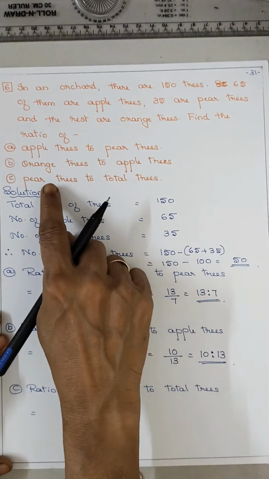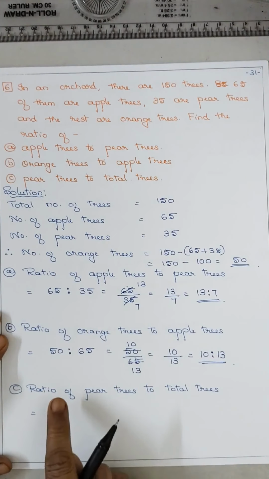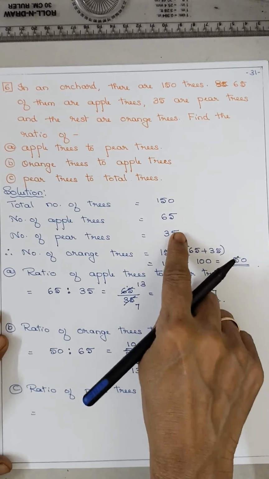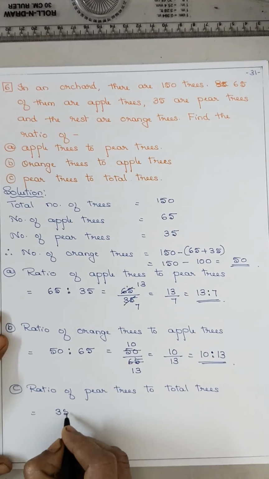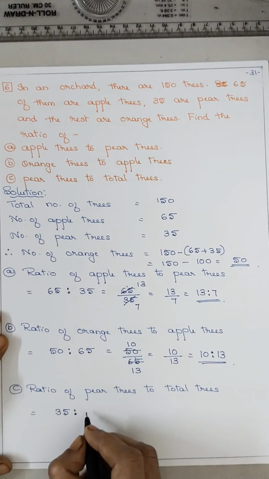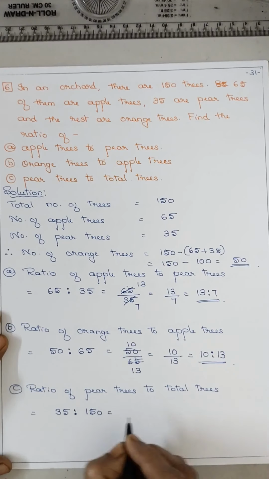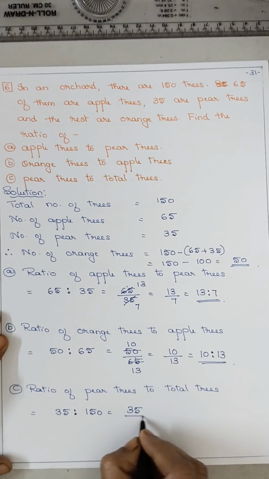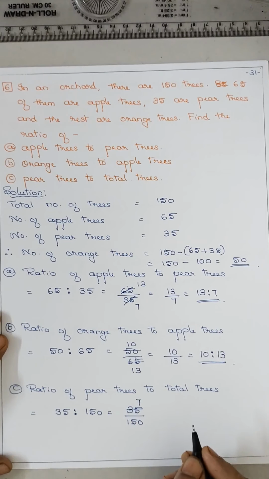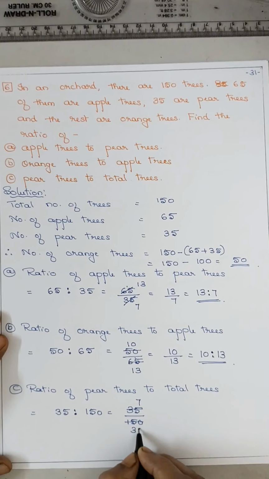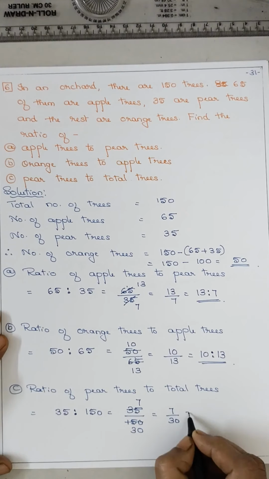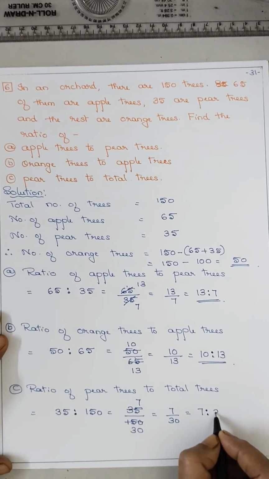Now coming to the third, pear trees to total trees. Ratio of pear trees to the total trees. Pear trees is 35 is to total trees, that is 150. So 35 upon 150. 5 7s are 35, 5 3s are 15 and 0. That is 7 by 30. So it is 7 is to 30.